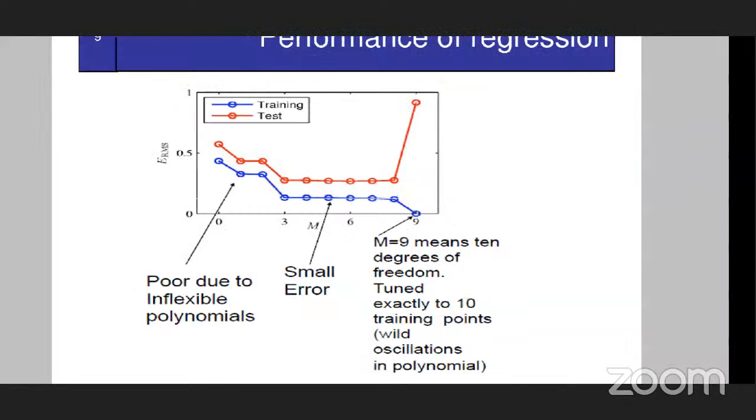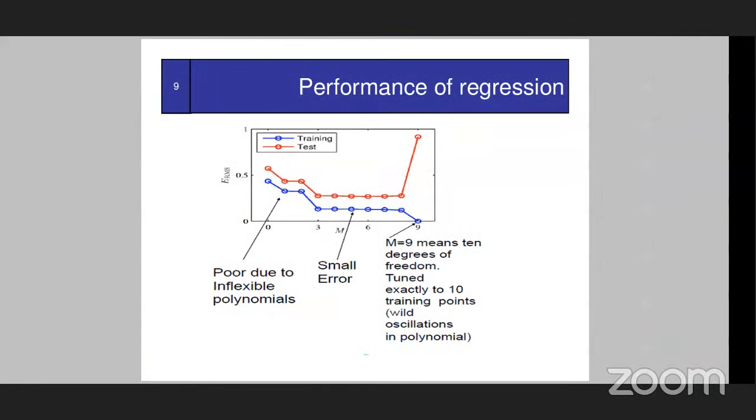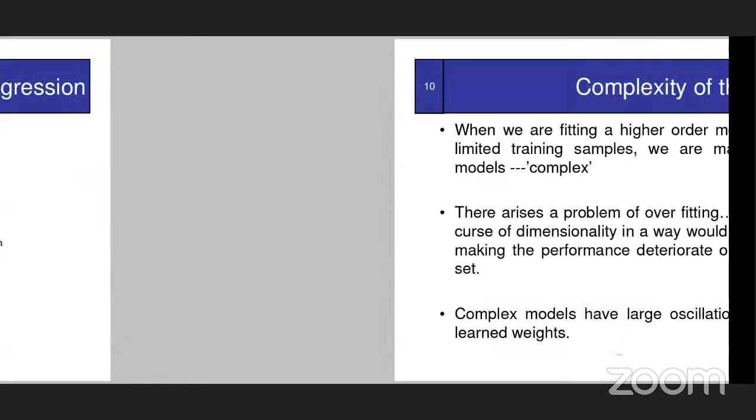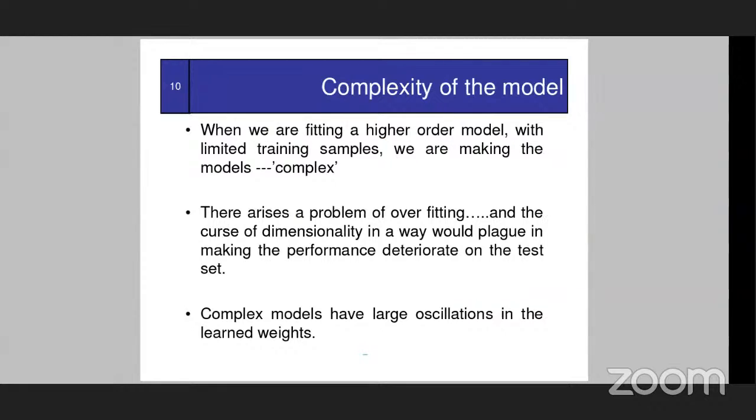So that is what I'm talking about, complexity. We are going to fit a higher order model, meaning higher order of M, with limited training examples. If your training examples are limited, then you are making the model very complex. This leads to the problem of overfitting, and overfitting is nothing but a manifestation of the curse of dimensionality.